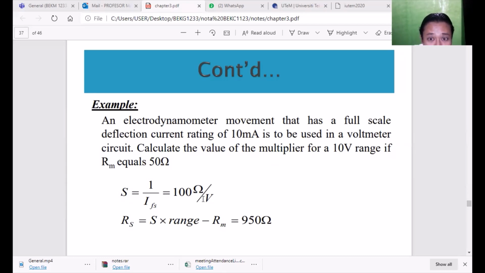Then to calculate the multiplier resistor, the formula is S multiplied by range, minus Rm. S equals 100, the range is 10 volts, minus Rm, which is 50. So the answer is 950 ohms for Rs, the multiplier resistor. This is the same formula to calculate the sensitivity and multiplier resistor for the electrodynamometer.